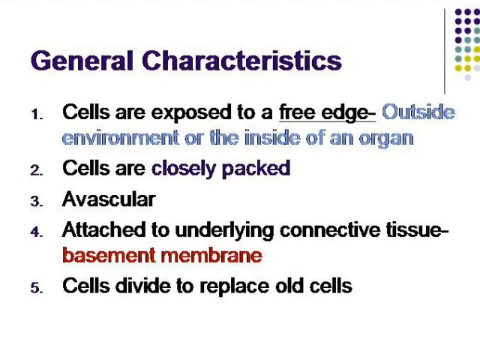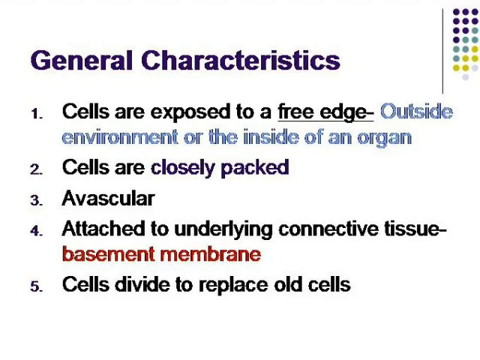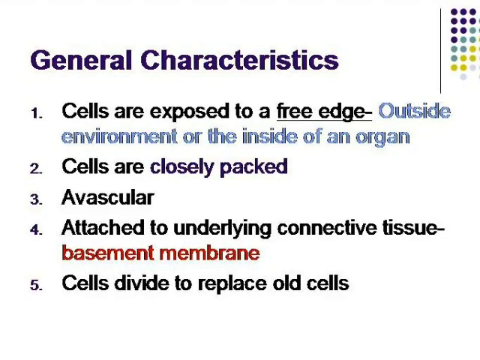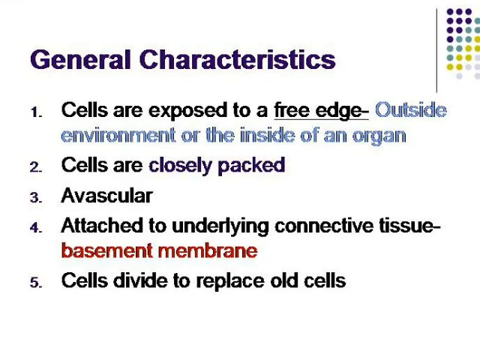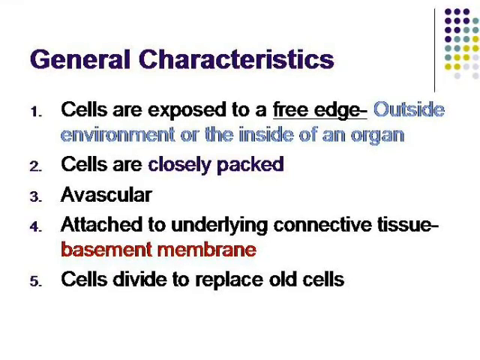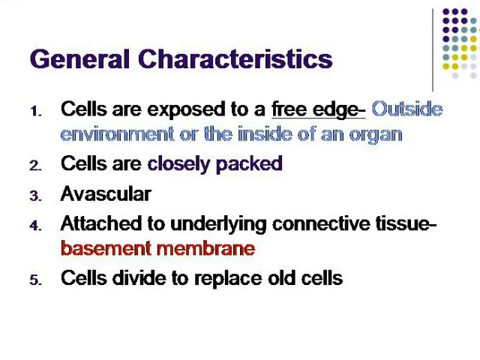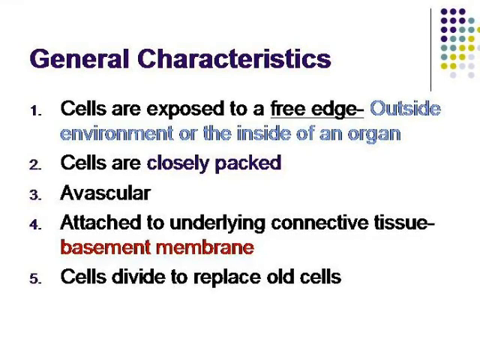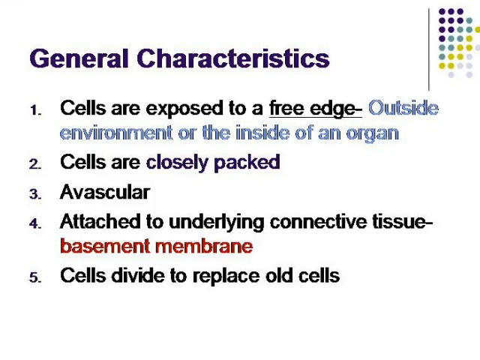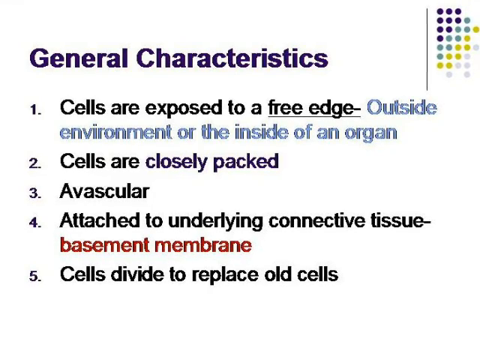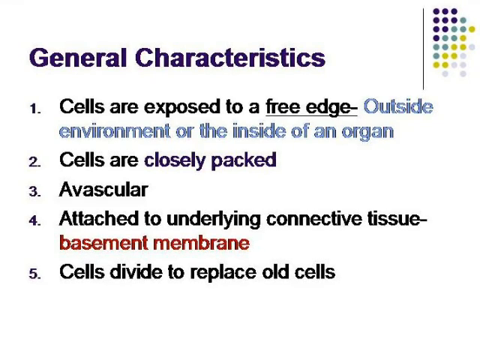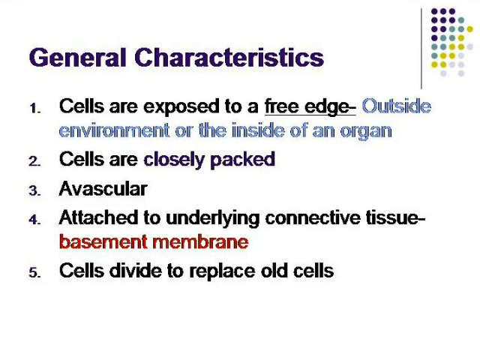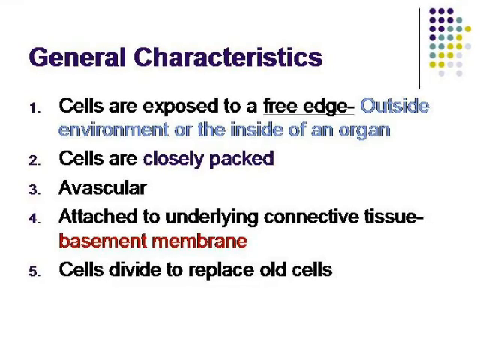Epithelial tissue have cells that are very closely packed together. Epithelial tissue is avascular. A is the root word for not. Vascular stands for vessels. This means that epithelial tissue does not have any blood vessels associated with it. Epithelial tissue will be attached to an underlying layer of connective tissue. This is referred to as the basement membrane. And with epithelial tissue, the cells can divide to replace old cells.